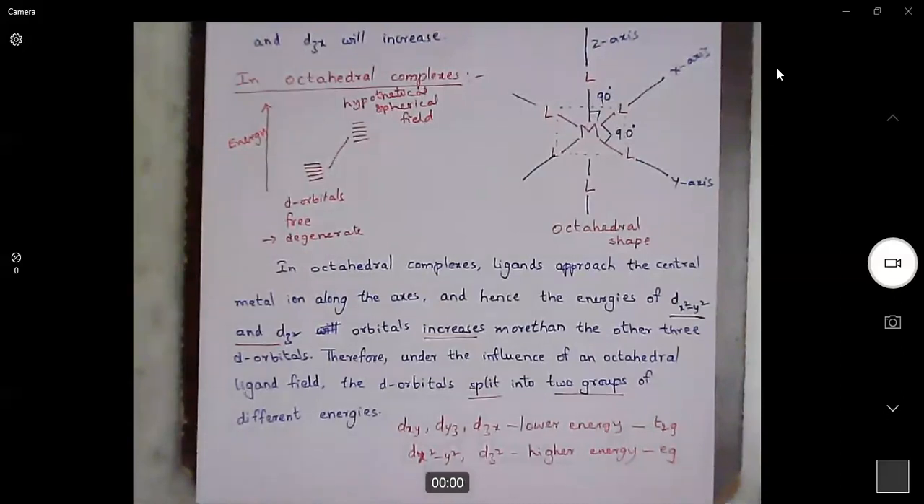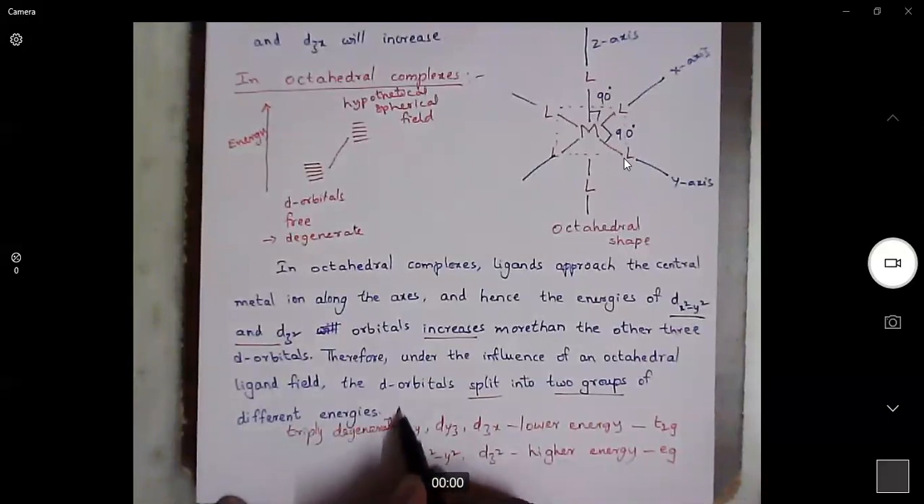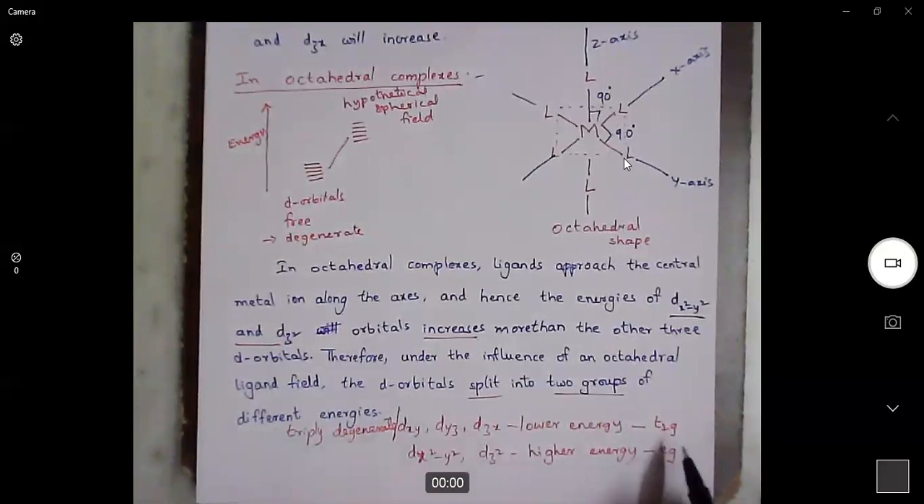What is T2 and E? T is a spectroscopic term which represents 3 orbitals. So here we have 3 orbitals which we call triply degenerate. That is why we are using this symbol T2g. G represents symmetry, gerade. G means gerade. Gerade means symmetry.